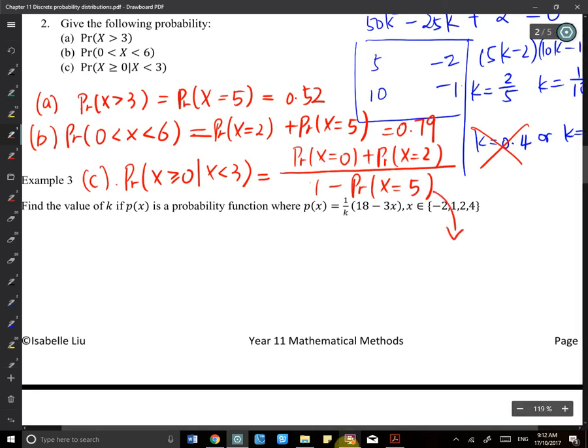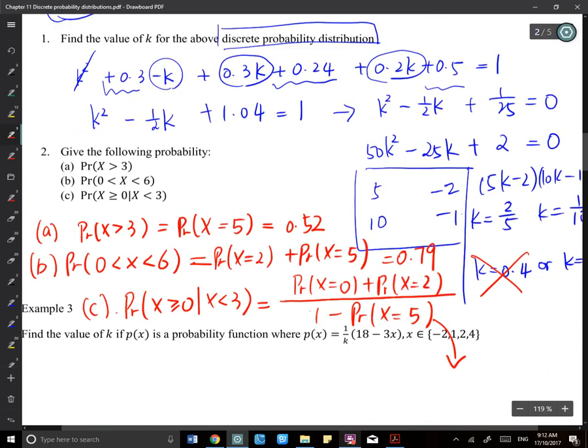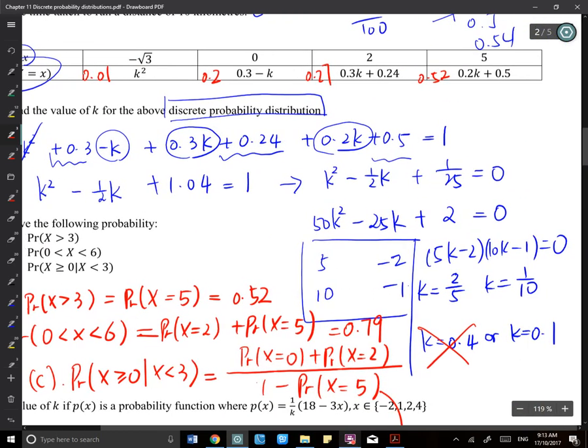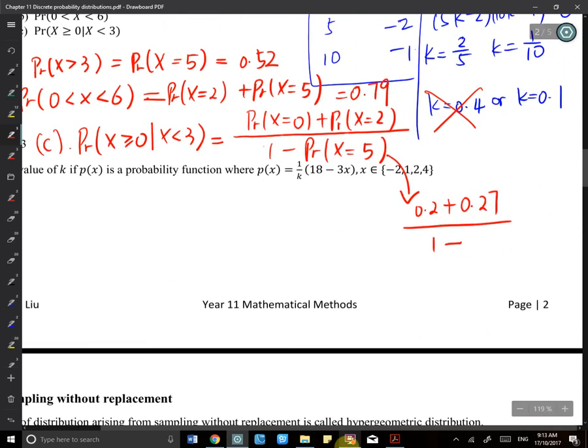So what I will have here is, for 0 and 2, 0.2 plus 0.27 over 1 minus 0.52. That's 0.47 over 0.48. That equals 47 or 48.